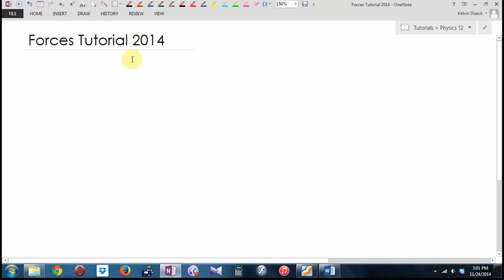Forces tutorial. What I want to do, I'll talk about the written section first. I'll try and give you some hints as to the multiple choice. The written section is 3 or 4 questions. Can't remember. Photocopied this a while ago. But I can tell you certainly which questions are fair game.